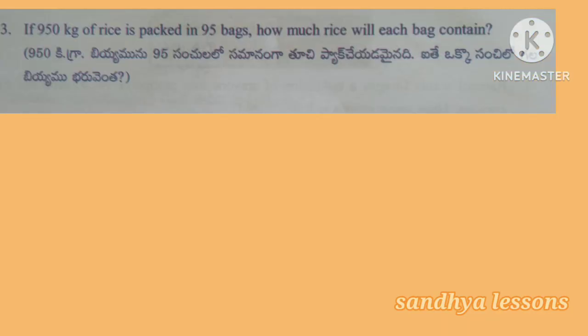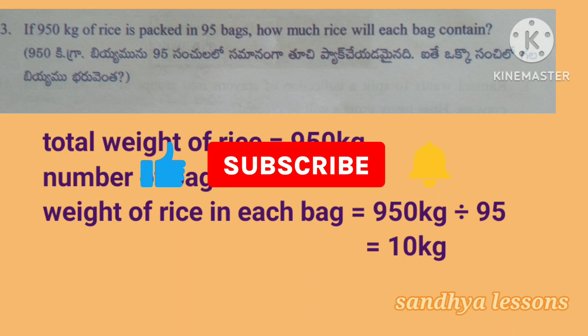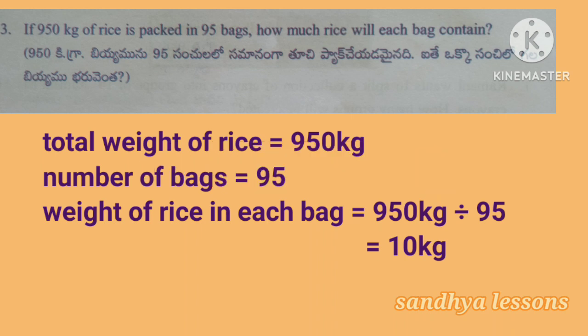Third problem. If 950 kilograms of rice is packed in 95 bags, how much rice will each bag contain? Solution. Total weight of rice is equal to 950 kilograms. Number of bags is equal to 95. Weight of rice in each bag. We can get this by dividing total weight of rice by the number of bags. That is 950 kilograms divided by 95. That is equal to 10 kilograms. Weight of rice in each bag is equal to 10 kilograms.